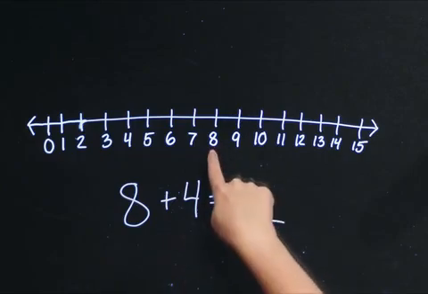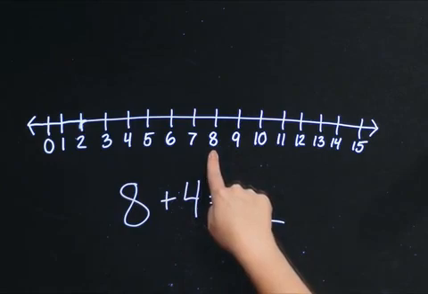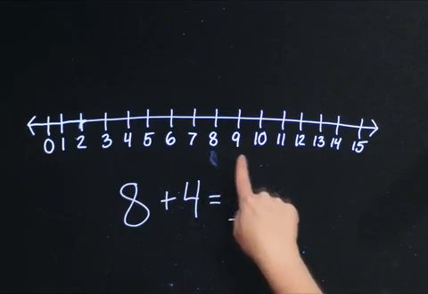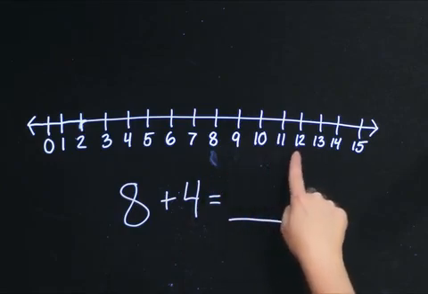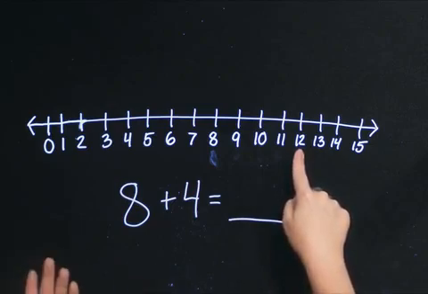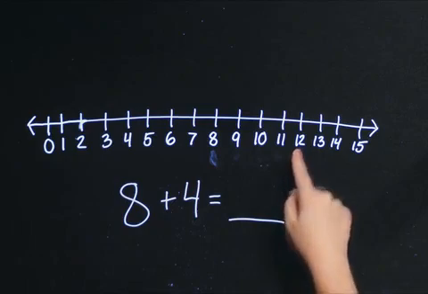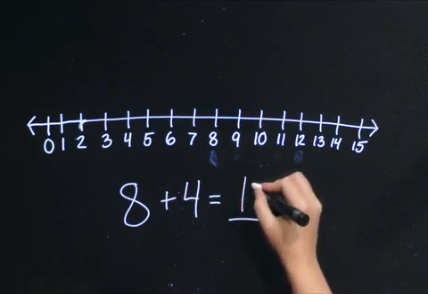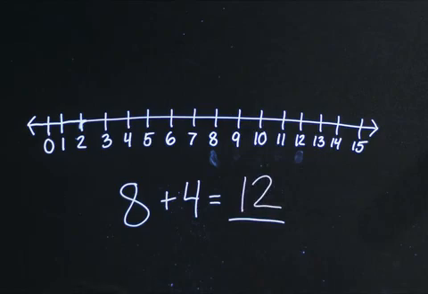So I'll start at 8 and move forward 4 more spaces. So here I'm at 8, and I skip forward 1, 2, 3, 4. So I end at 12. That means that 8 plus 4 equals 12. Excellent. Let's try another problem.